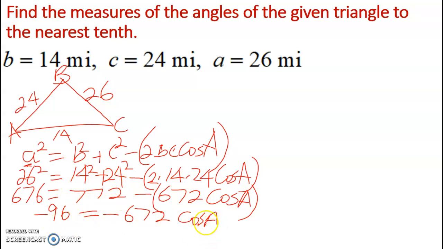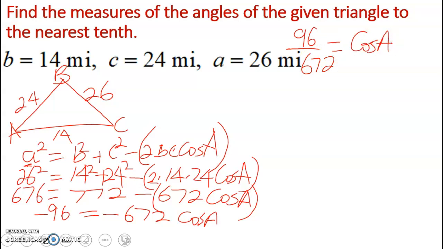So now we are looking for angle A. First of all, divide both sides by negative 672. If we divide both sides, negative divided by negative is going to be positive. So we're going to get 96 over 672 is equal to cosine A. So then we take the inverse cosine of that.